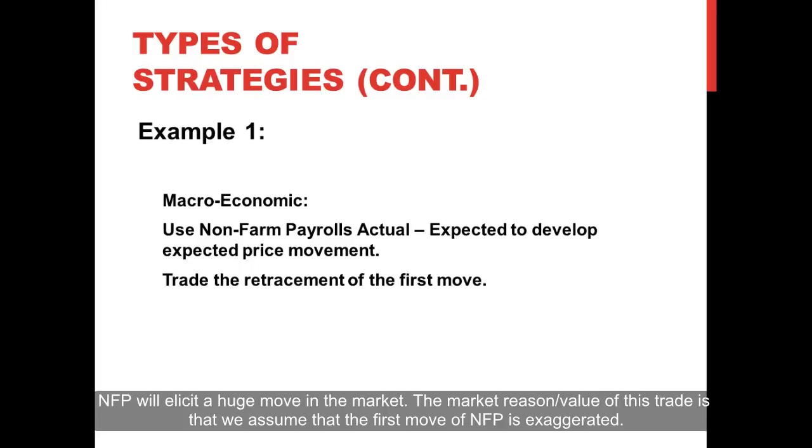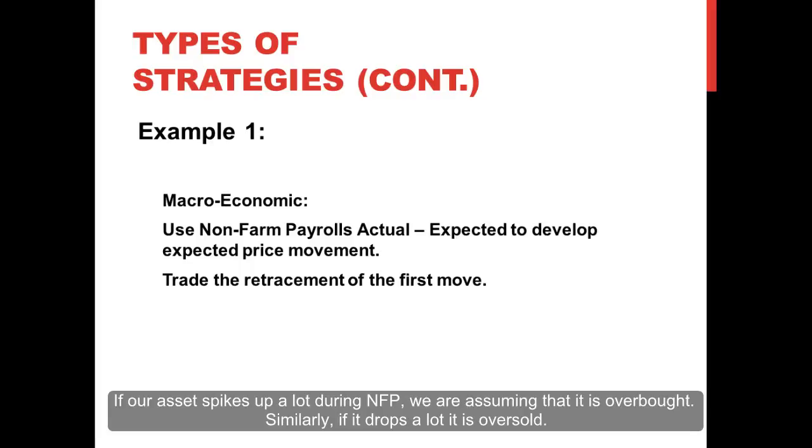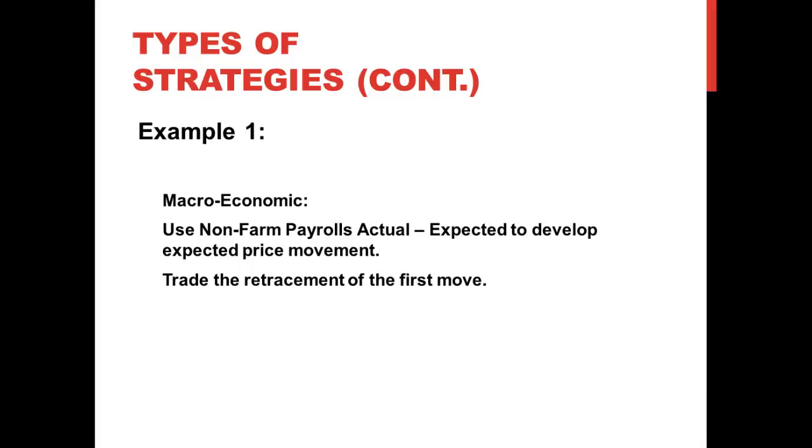The market reason, the value of this trade, is that we assume the first move of the non-farm payrolls figure is going to be exaggerated. So if our asset spikes up a lot during this move, we are assuming that it's overbought. And similarly, if it goes down a lot during this move, we are assuming that it's oversold.